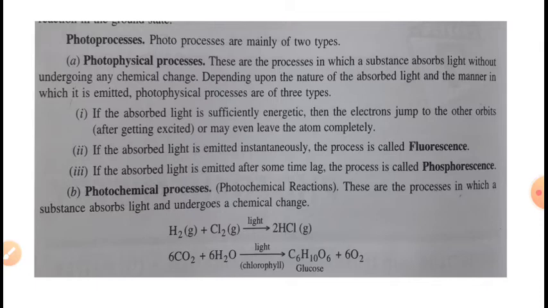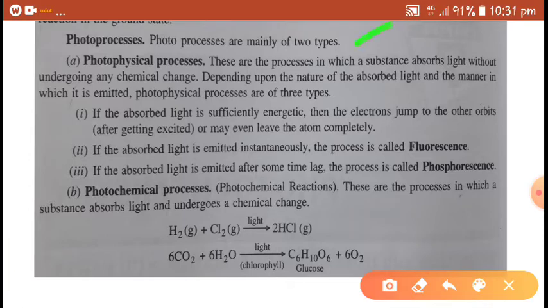Photo processes are mainly of two types: photophysical processes and photochemical processes. The photophysical processes can be explained by the Jablonski diagram, which is one of the very important concepts in photochemistry. So first, photophysical processes.